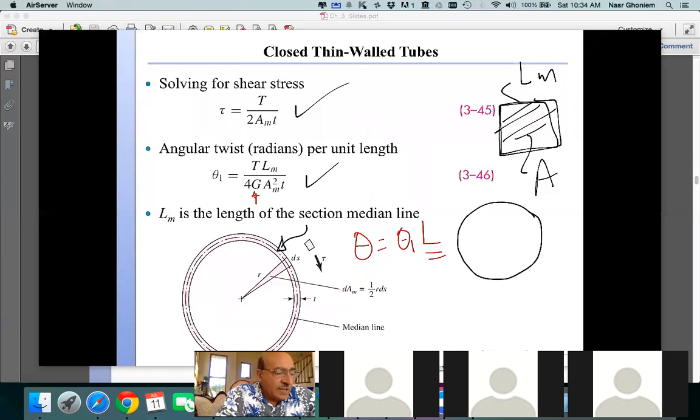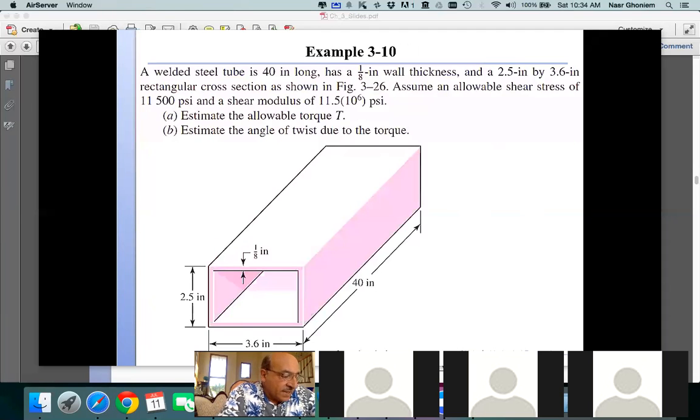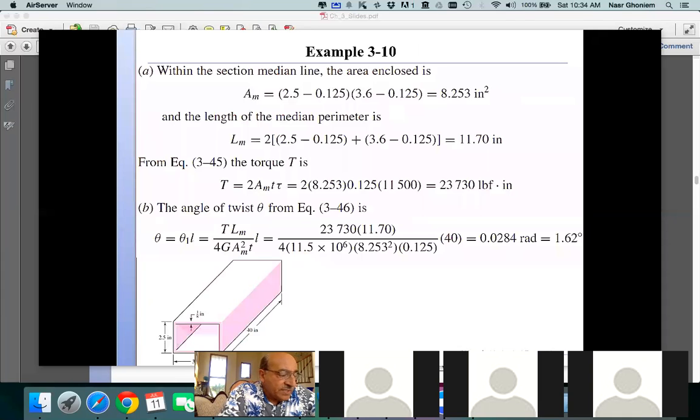So maximum allowable shear means that this is given. Once this is given, then I can determine the maximum allowable torque. If I have the dimensions, I can determine the corresponding torque. Once the corresponding torque is given, then I can determine theta 1. So just knowing the allowable shear stress can tell me the maximum torque, and the maximum torque can tell me how much twist this cross-section is going to have. So that's what we did here.